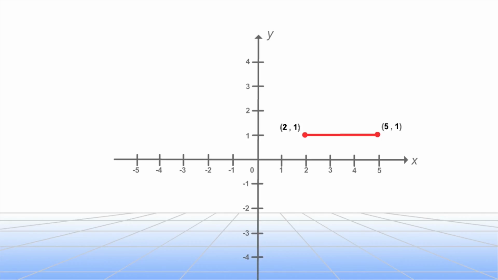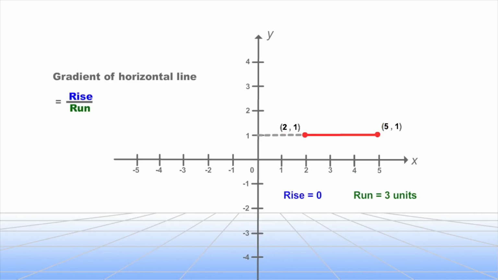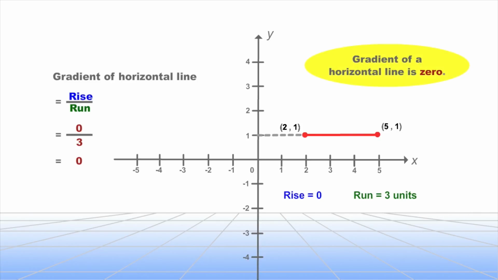By now, you should know that for a horizontal line, the y values of all points on the line are the same. In this case, the value of y is positive 1. This means that there is no change in the rise. Hence, the rise is 0. For the run, the horizontal distance is 5 minus 2, that is 3 units. Since the gradient is given by rise over run, the gradient of the horizontal line is 0 divided by 3, which is equal to 0. Therefore, the gradient of a horizontal line is always 0.